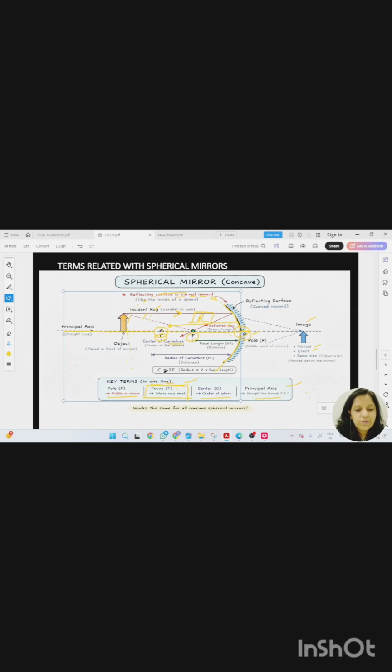There is a relationship between center of curvature and focal length. The radius is equal to 2 into focal length. So focal length is represented by small f, which is equal to R by 2. These are some of the very important terms of spherical mirror which you should know.